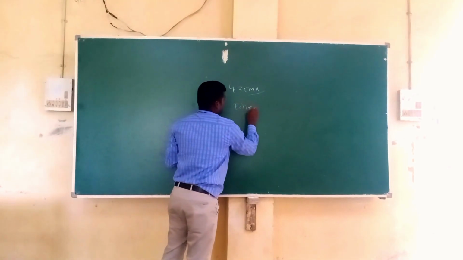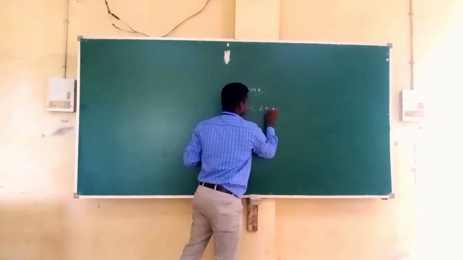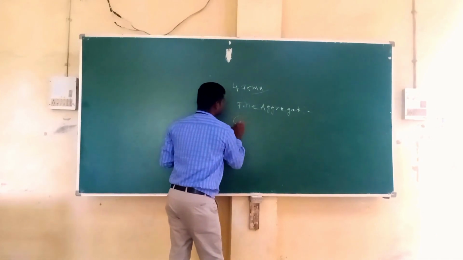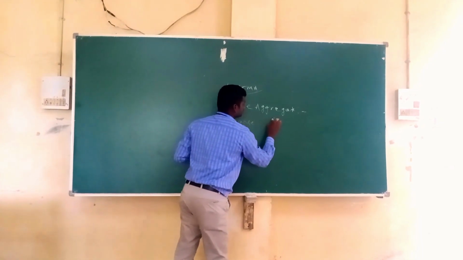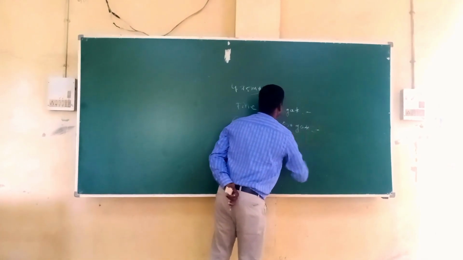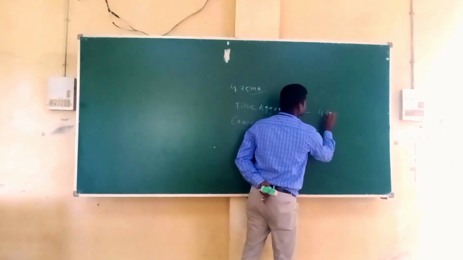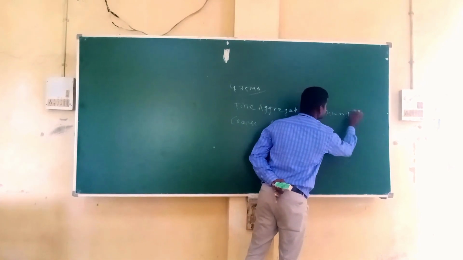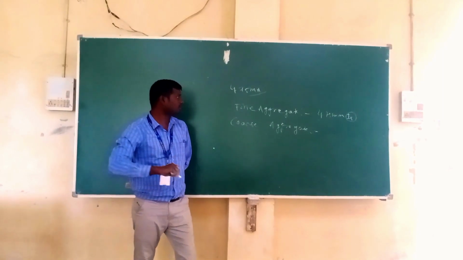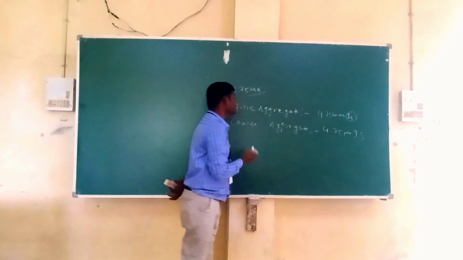There are two types of aggregate. One is fine aggregate. Another is coarse aggregate. When the aggregate passes 4.75 mm standard sieve, it is called fine aggregate. When the aggregate does not pass 4.75 mm, that is called the coarse aggregate.